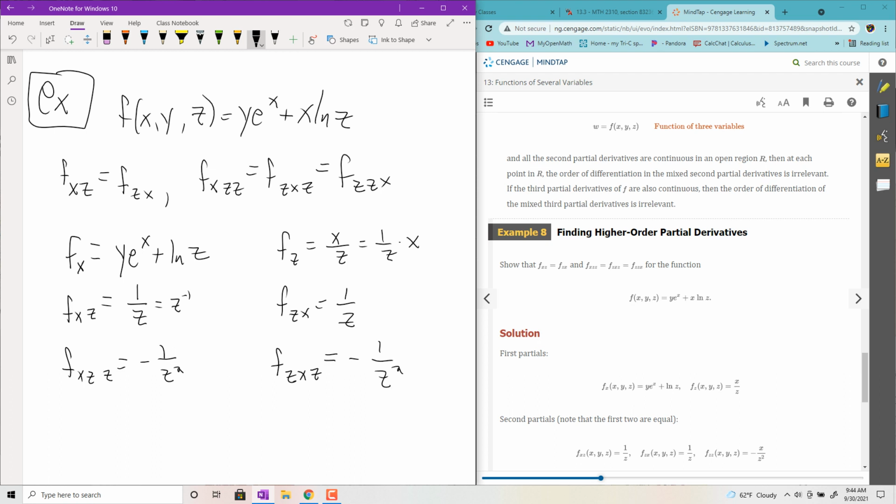What's the other one we need? Fzzx. So I need fzz. Fzz is 1 over z. No, sorry. Fzz is the derivative of this with respect to z, right? So that'd be -1 over z squared times x. And then fzzx is just going to be -1 over z squared. So all 3 of those are good to go.